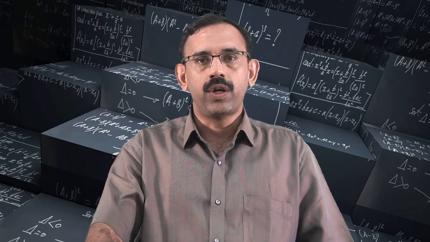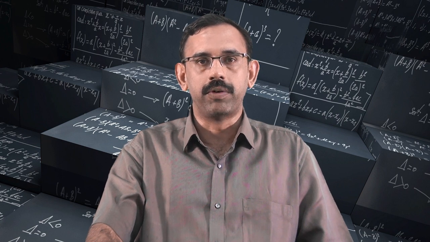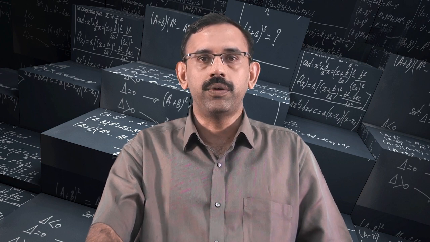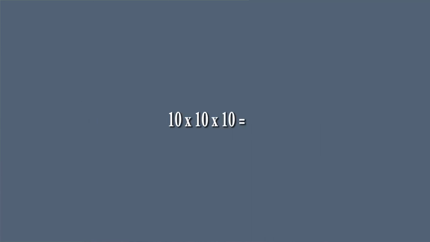In earlier classes, you have learned methods to express very large numbers in the chapter Exponents and Powers. Today's class is a continuation of it. Let us quickly revise what we already know about exponents. Powers can be considered as a shortcut way to write repeated multiplication. For example, 10 times 10 times 10, we will denote it in exponential form, 10 cube. Here we will say that 1000 is equal to the third power of 10.